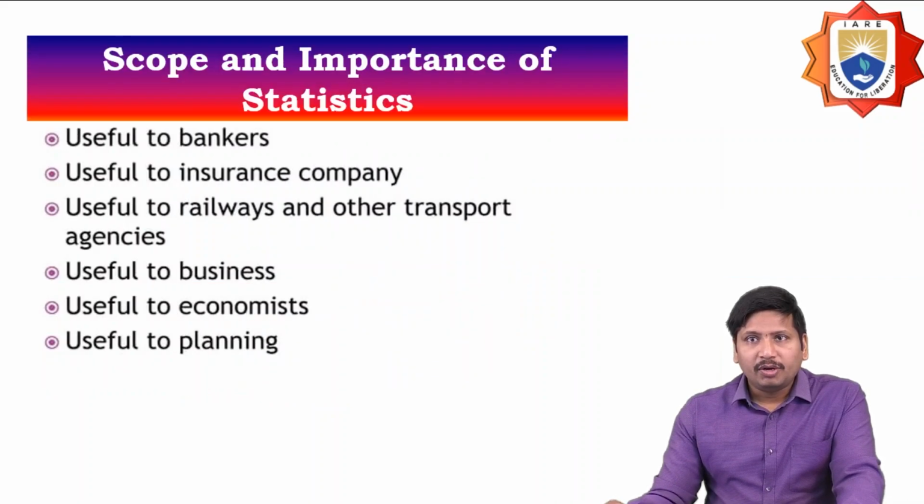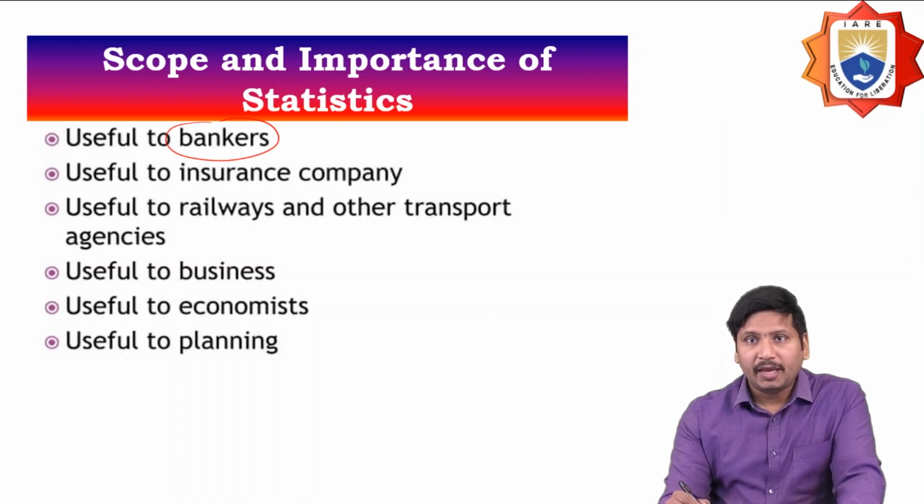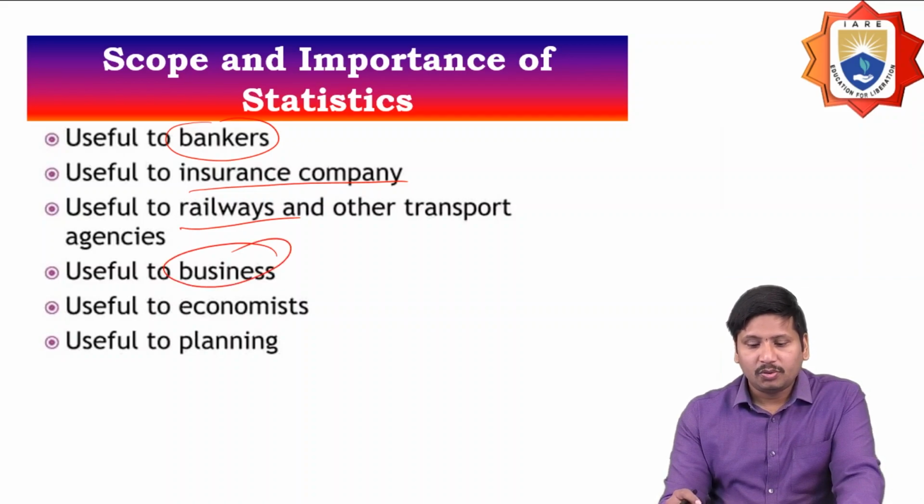So what is the scope and importance of statistics? It should be useful to bankers, insurance companies, various transportation agencies, and it should also be useful in business economics and in planning. These are some of the importance of statistics in various applications. Mainly, statistics is applied in banks and insurance companies, railways and transportation, and businesses, and in these applications statistics plays a vital role.